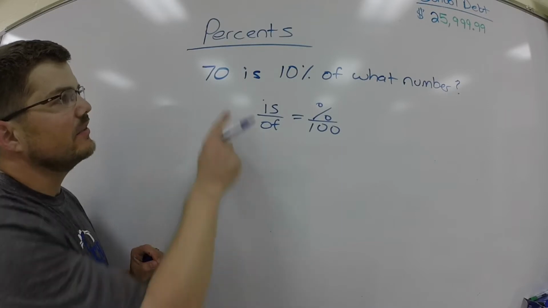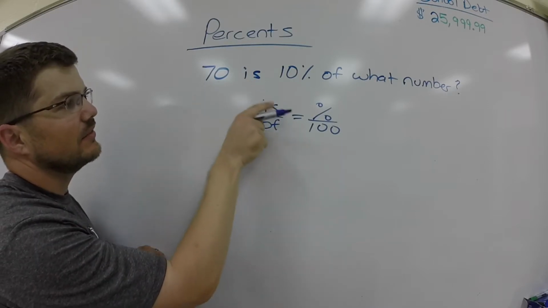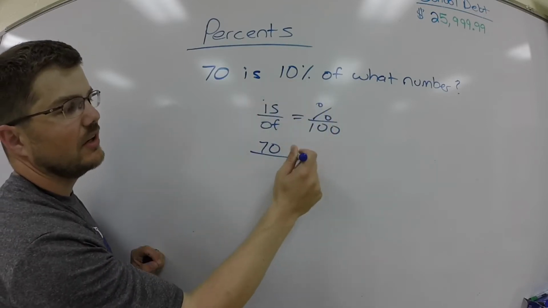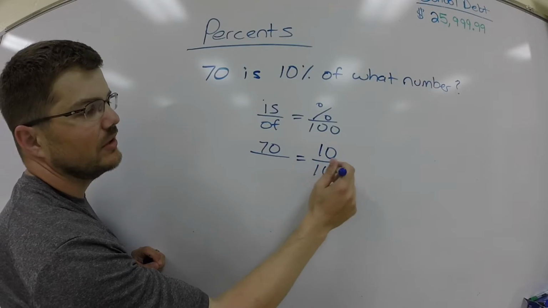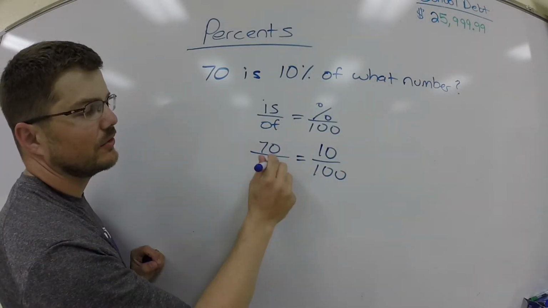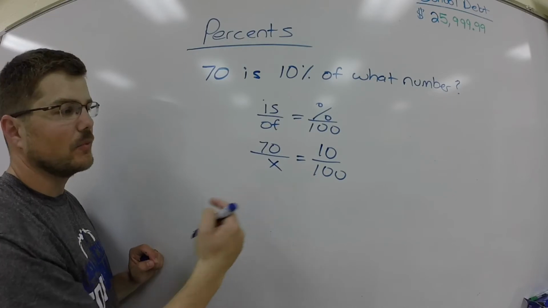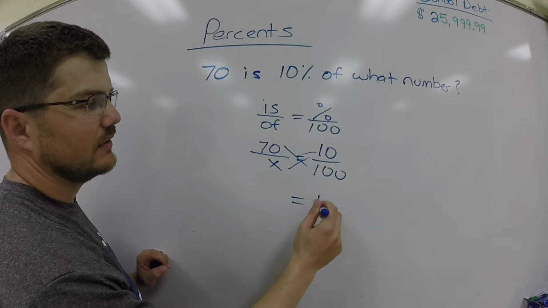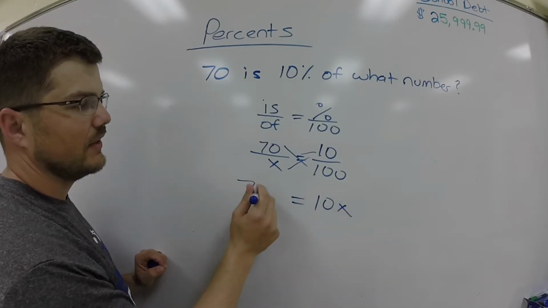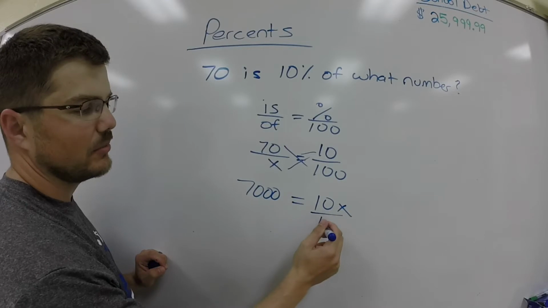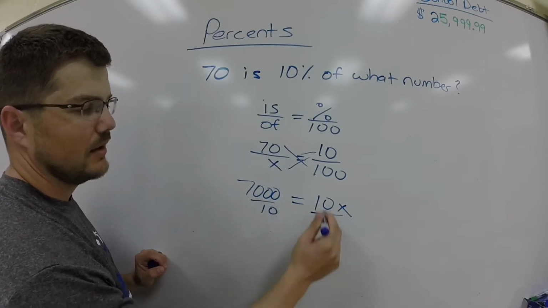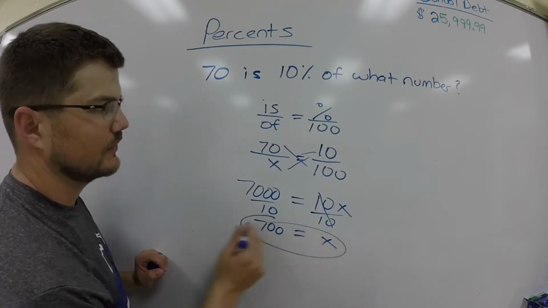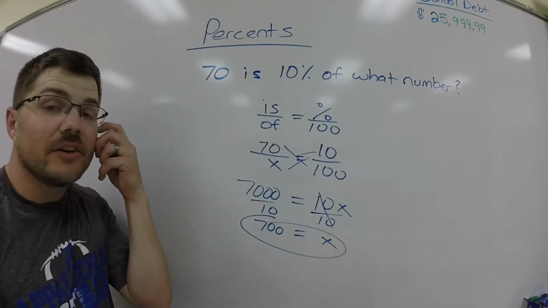And so we have 70 is. So 70 goes on top. 10%. Percent goes here, over 100 of what? We're solving for the of. Here's our proportion. We'll solve it, cross multiply it. So we have 10x equals 7,000. Divide both sides by 10. X equals 700. So 70 is 10% of 700.